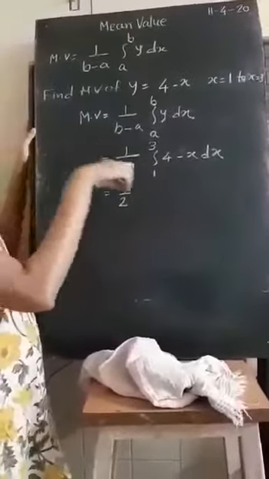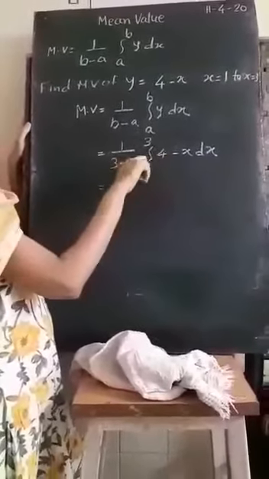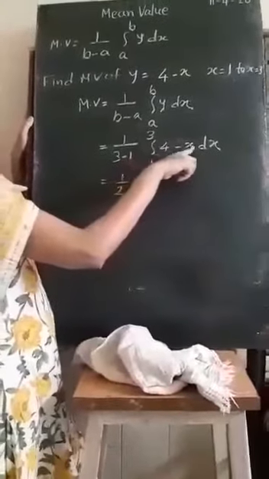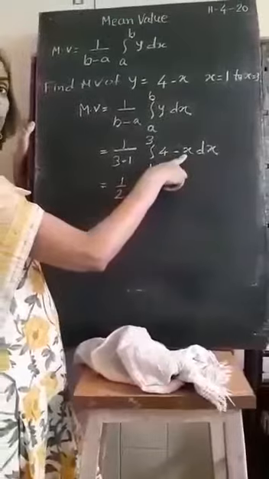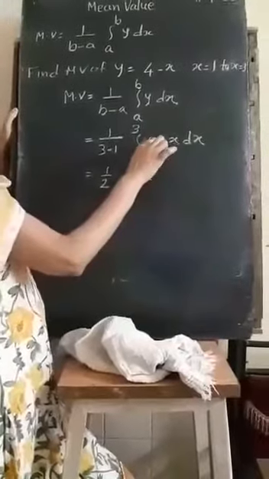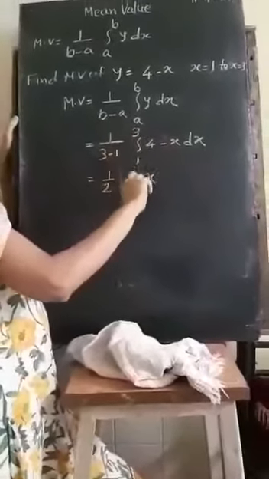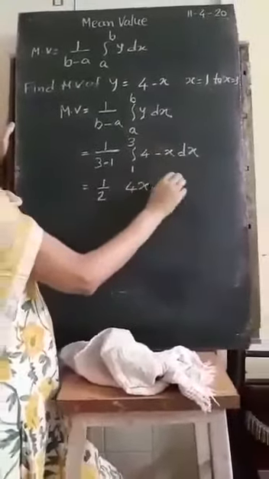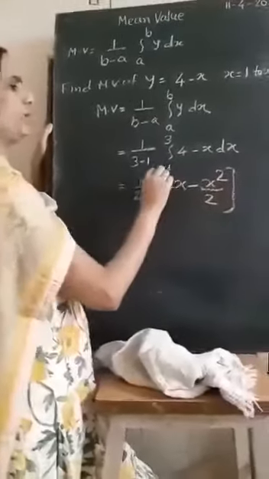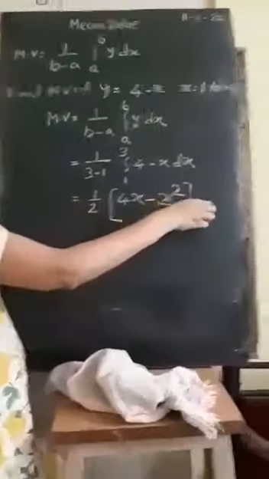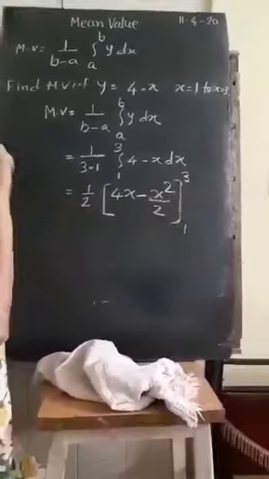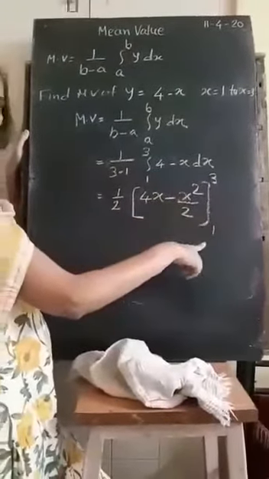Now what is the mistake? Common mistake students do. Student take this 4 out and they just integrate x. It is 4 is separate and minus x is separate. You have to integrate both the terms separately. So it will be 4x, 4 integration will be 4x, minus x integration is what? X square by 2. In integration, increase the power by 1. As it is definite integral, we will not write plus c. What are the limits? 3 and 1. So we will put 3 and we will put 1.